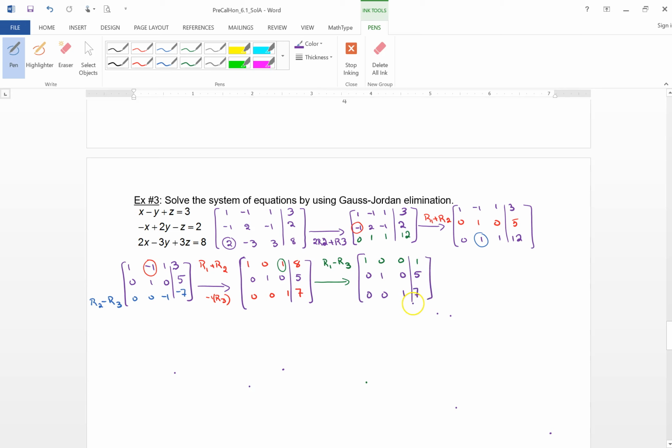And that's it, you're done. So now this is a matrix in reduced row echelon form. And now all I have to do is look to see that x is equal to 1, y is equal to 5, and z is equal to 7. And of course, I write it in coordinate form, (1, 5, 7). And that is my answer.